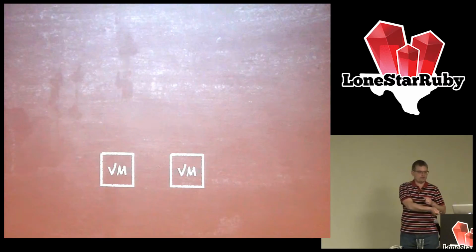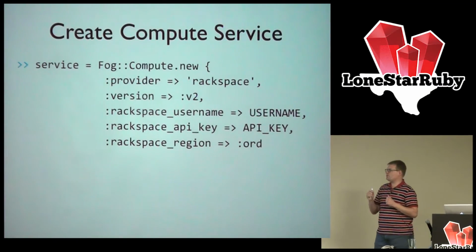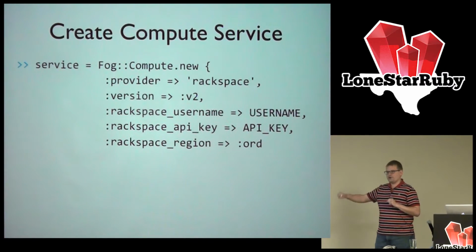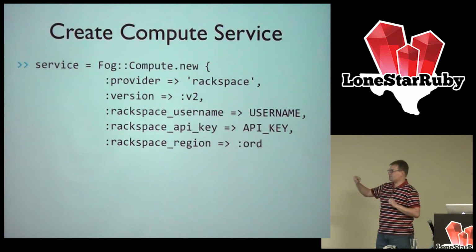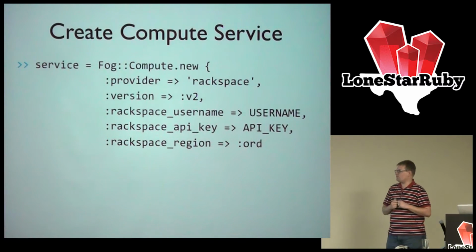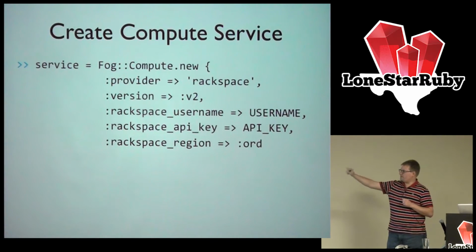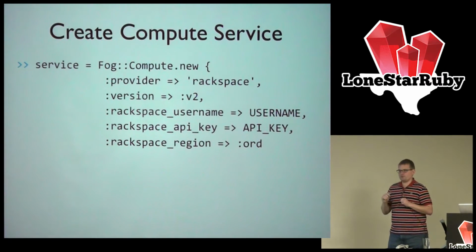And so for that, we're going to go ahead and create a compute service. So we're going to do Fog::Compute.new. Then we're going to pass in a hash. And the first key value pair in that hash is that provider, which is, again, Rackspace. And this is what's going to make it return the Rackspace implementation. And then the rest of the key value pairs are specific configuration parameters for that service and that provider.